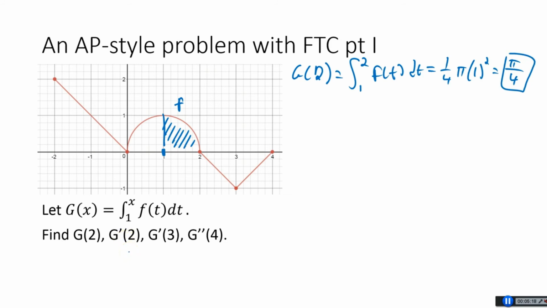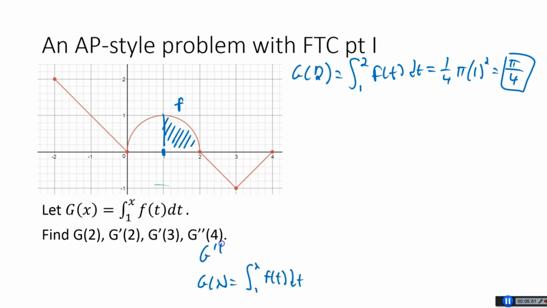Nifty. G prime of 2. The whole point of the Fundamental Theorem of Calculus is that we are looking at the derivative of g. This graph right here, f, is the derivative of g. What helps me do this is I make what I call the tower of functions. Every time you have a function defined in terms of an integral, I think the tower of functions is incredibly helpful to make. I start at the bottom: g of x itself is the integral from 1 to x of f of t dt. That was given to us.